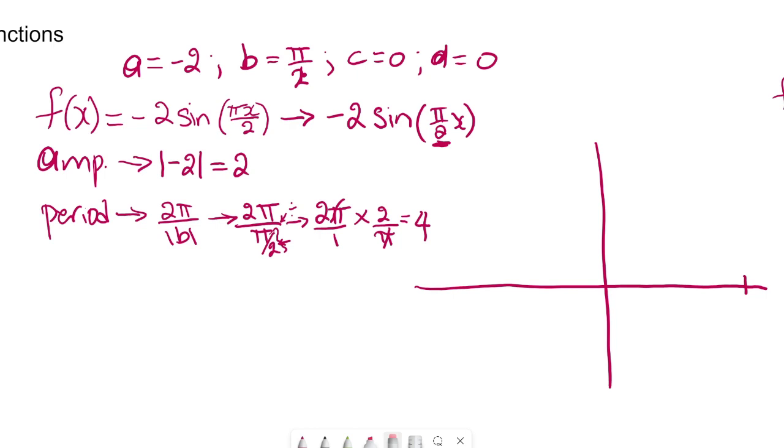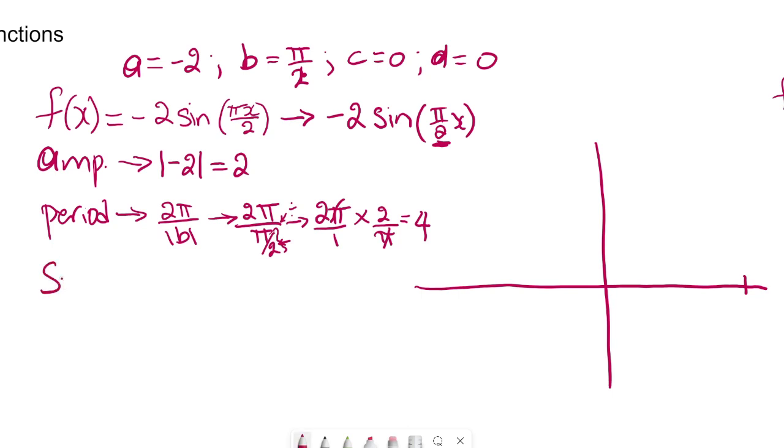But the entire graph, recall that we talked about sine being a periodic function. So that means the first period is going to be within 4 units of whatever our graph is. But we'll look at that. Now, we can look at what our starting point is. That's going to be helpful.